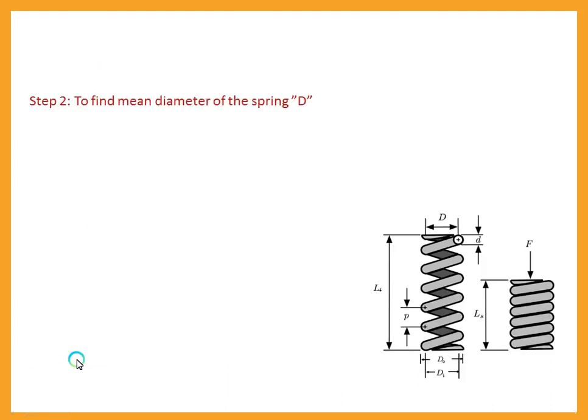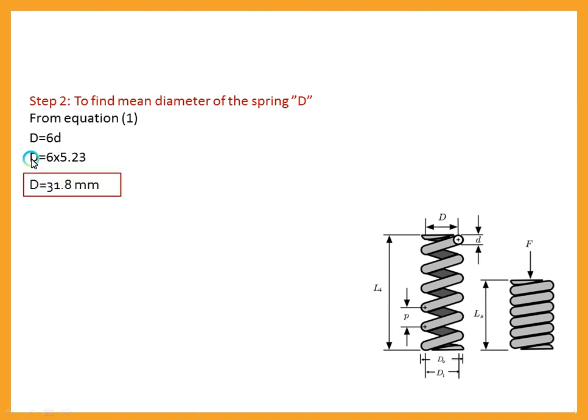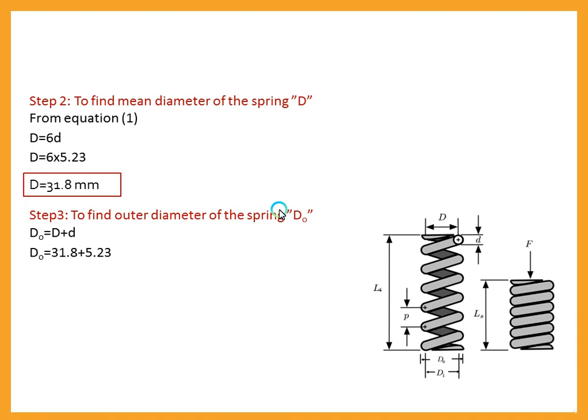Further, in step 2, the mean diameter of a spring, capital D, needs to be derived. From equation 1, we know from the earlier slide that capital D would be 6 into small d. And small d, which we derived in the earlier slide, is 5.23. Then 6 into 5.23, the capital D would be 31.8 mm, which is the mean diameter of a spring. Then step 3, to find the outer diameter of a spring, which would be DO. The equation is DO is equal to small d plus capital D. Therefore, substituting both the values, the outer diameter would be 31.7 mm.